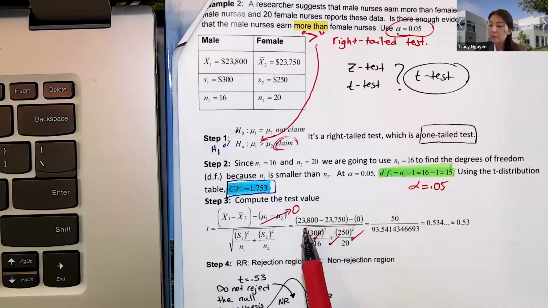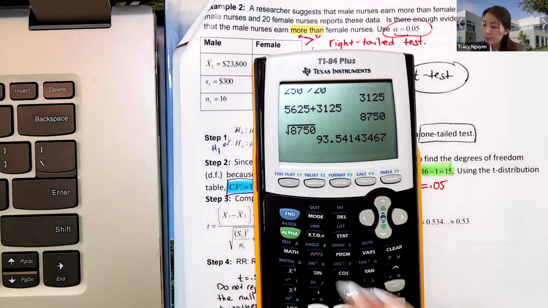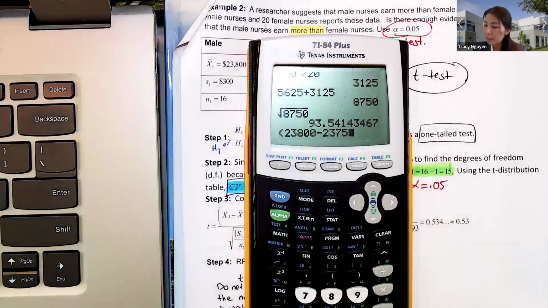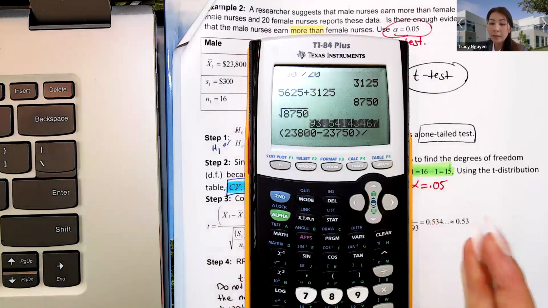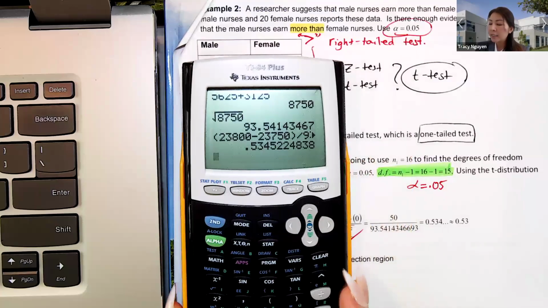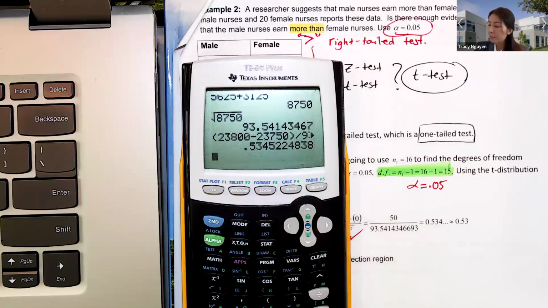We're going to key in verbatim as how we see it with open parentheses. So open parentheses, 23,800. When we key in, we don't key in with comma. Minus, we have 23,750. Close it, but don't press enter. You're going to go on to divide it by the result from the denominator and press enter here. So here we have our test value of 0.5345 and so on.